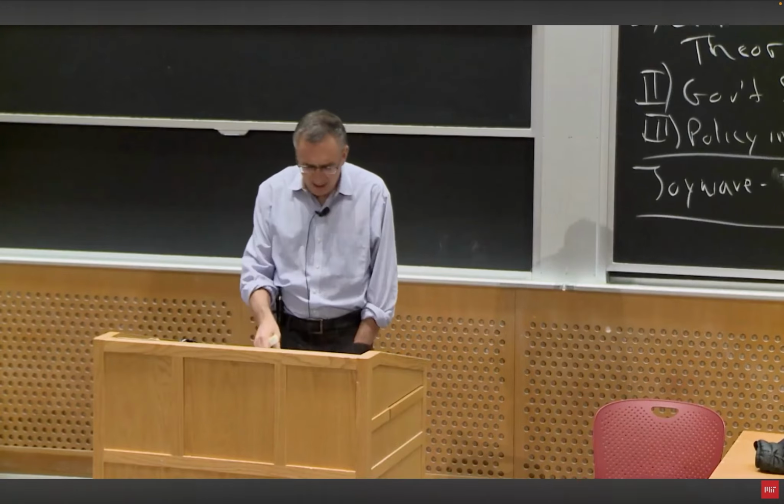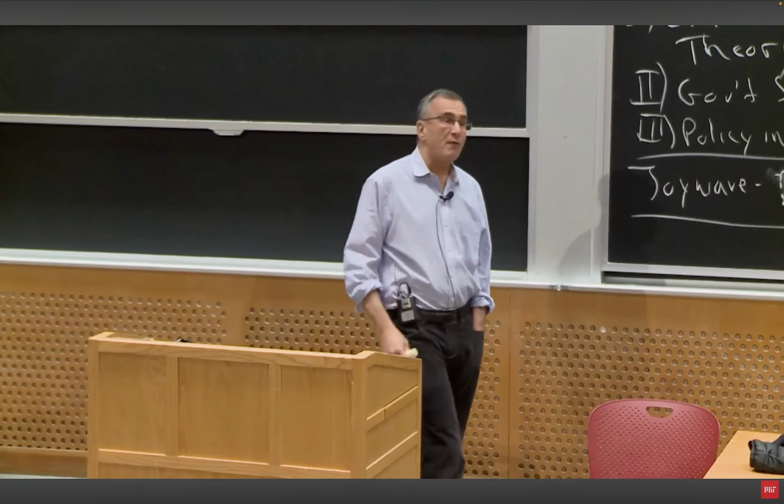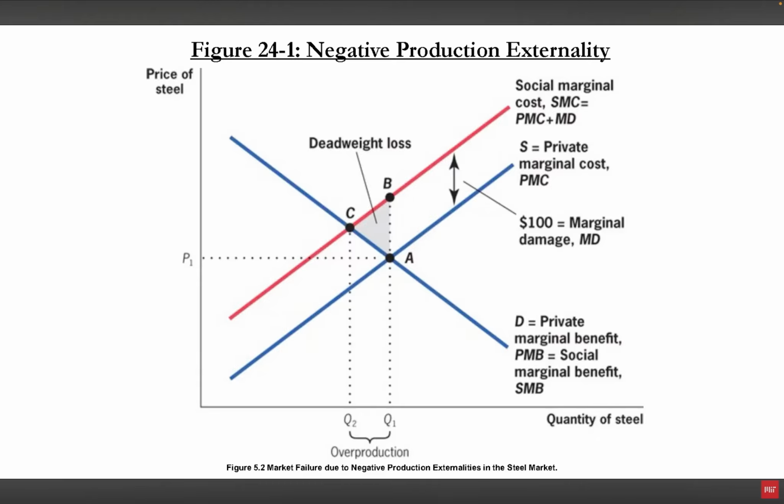And the way we analyze that is shown in figure 24.1, once again from my textbook. We think about the market for steel. The standard market diagram, you've got the quantity of steel on the x-axis. You've got the price of steel on the y-axis. You've got a demand for steel, which is the blue downward sloping line, and the supply of steel.